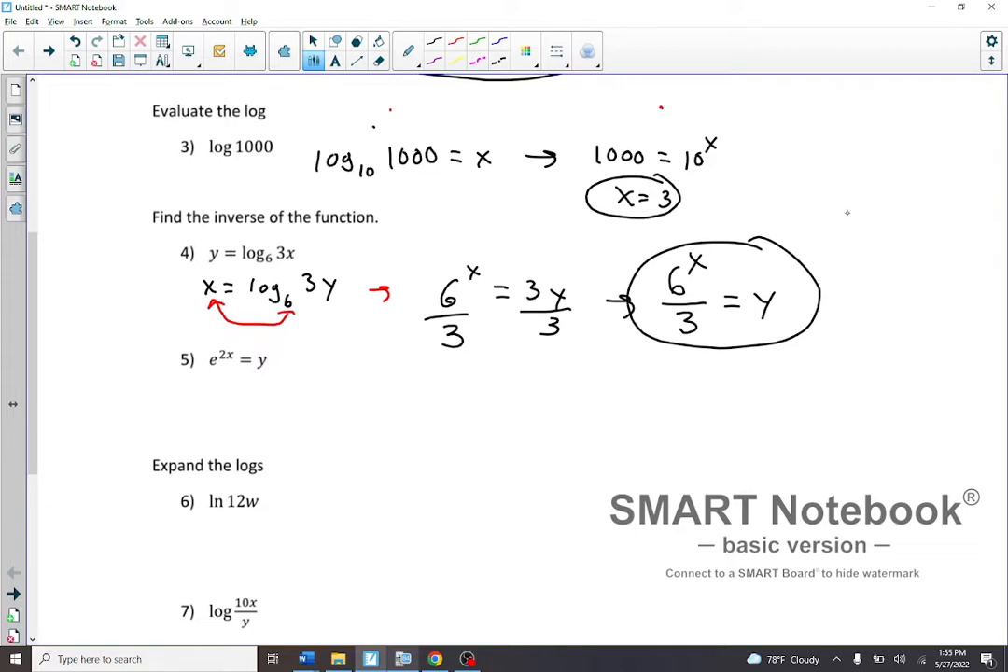Trust me, I know, I made the final. I'm going to put 2x equals y as a fake option. Don't fall for it. It should be 6 to the x over 3.